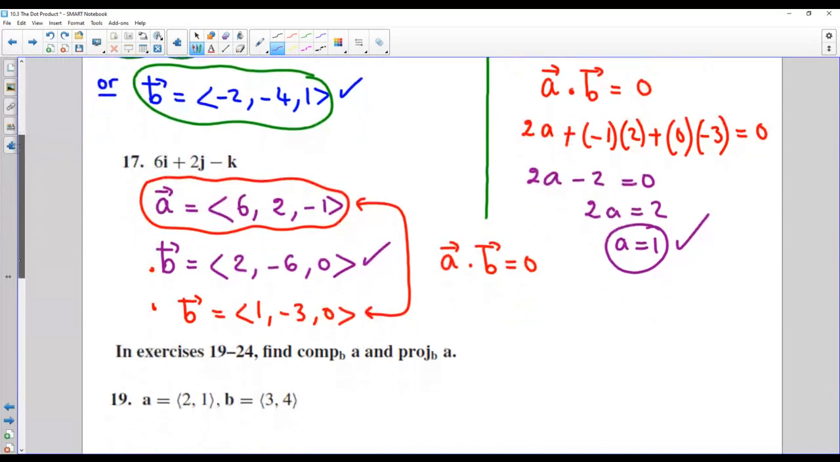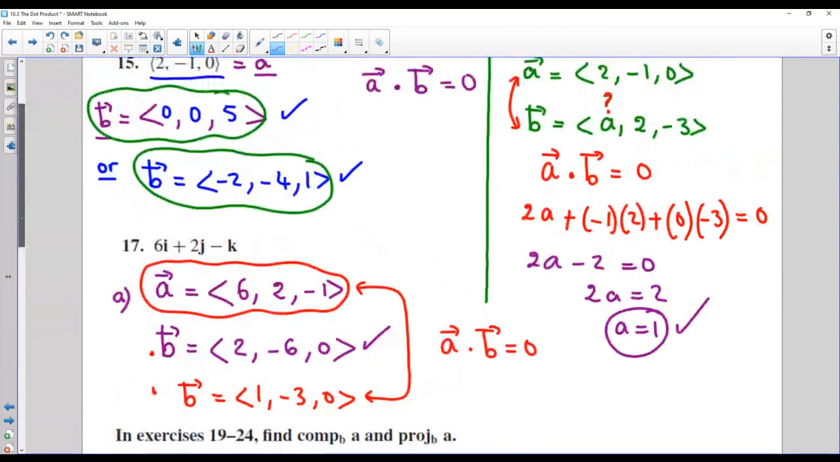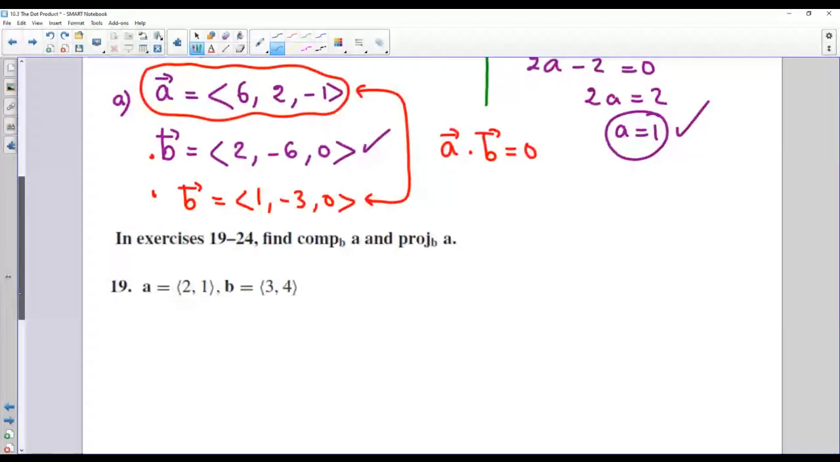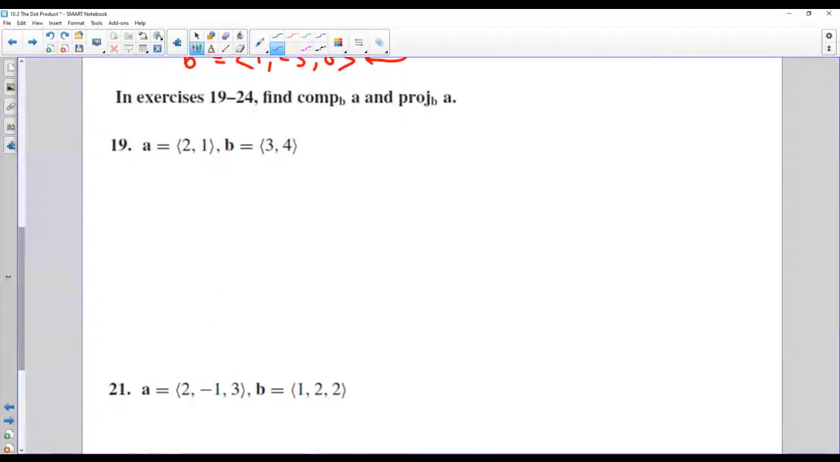All right, great. And so in 17, you can also check the same idea. You can find the vector like that. All right, now I want questions on component and projection.